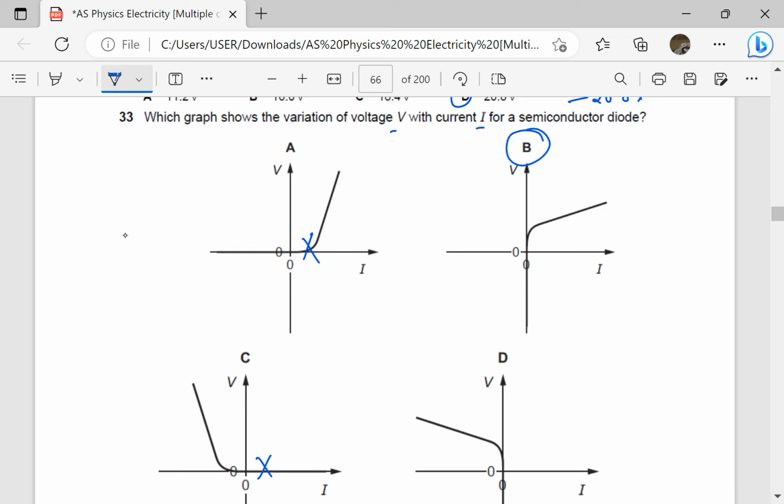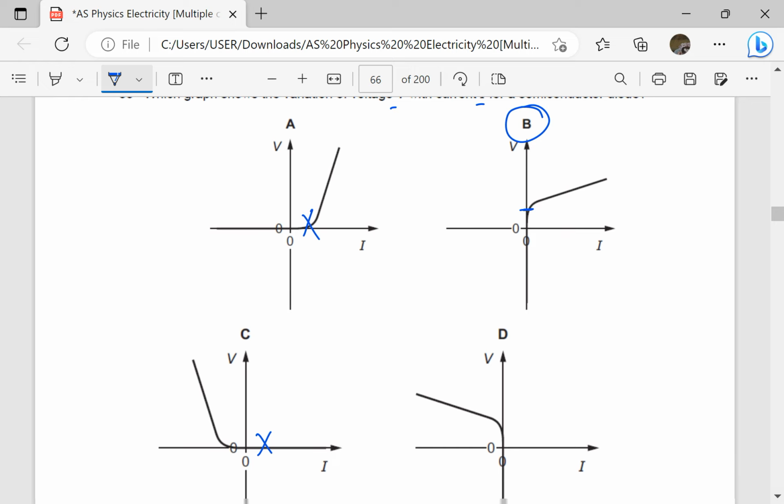But remember, a semiconductor diode is forward biased. Therefore, our answer is going to be B. The diode is forward biased, so our answer is going to be B, because it will not conduct for negative values of voltage. It will not be able to conduct because it is forward biased. So the answer is going to be B.